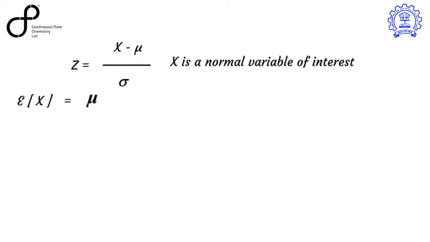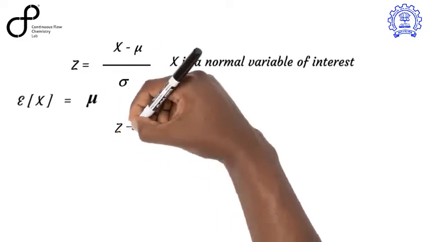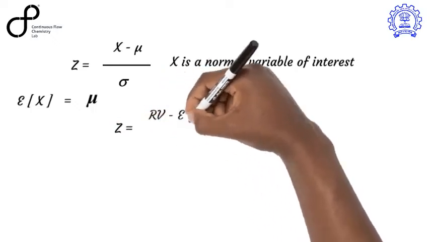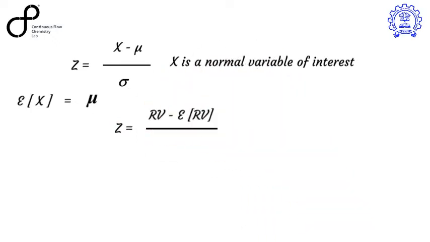At this stage, it will be appropriate if we learn the generalized expression for converting a normal random variable to its Z variable, as shown here. Remember, mu is the expected value of random variable x here. And sigma is its standard deviation. Therefore, the whole expression for Z can be rewritten as the random variable minus its expected value and divided by its standard deviation.